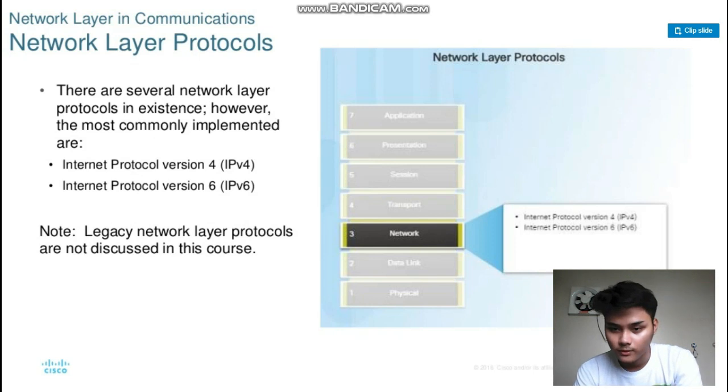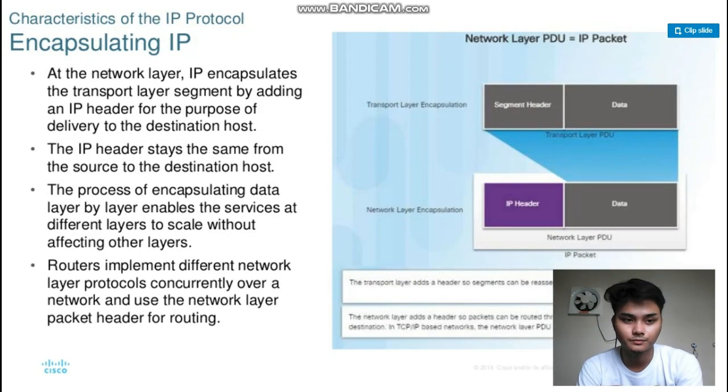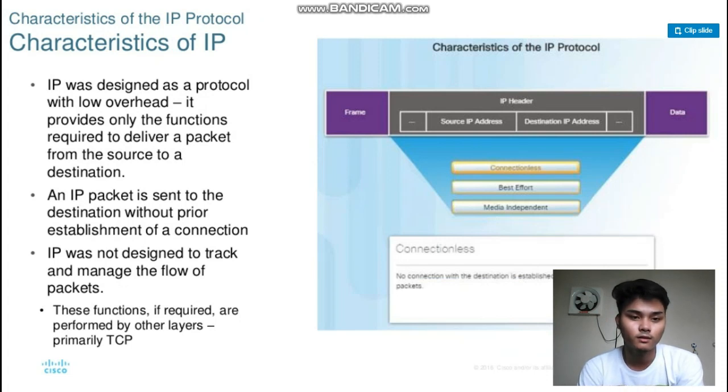For the network layer, we have Internet Protocol version 4 and Internet Protocol version 6, which are commonly used, for short IPv4 and IPv6. For encapsulating, the network layer IP encapsulates the transport layer segment by adding an IP header for the purpose of delivery to the destination host. A characteristic of IP is that it was designed as a protocol with low overhead. It provides only the functions required to deliver a packet from the source to a destination.